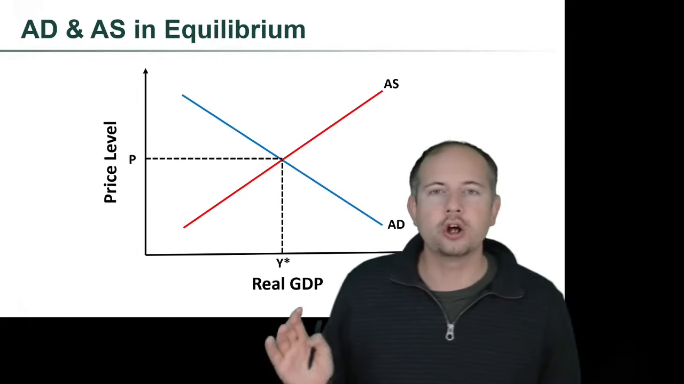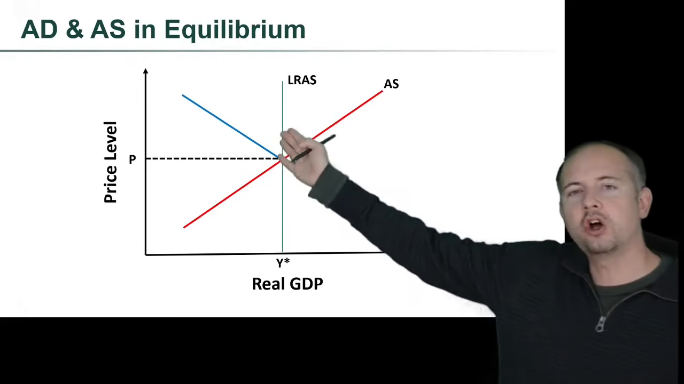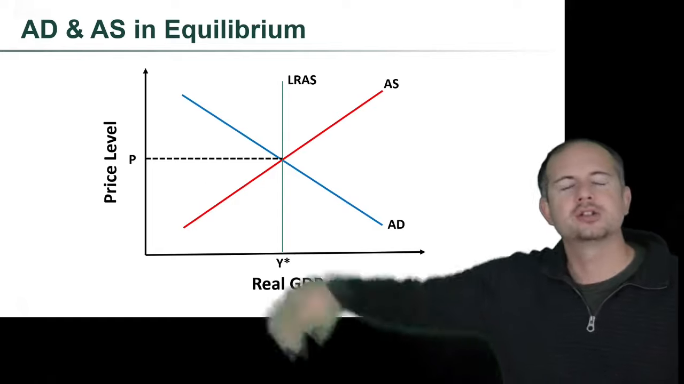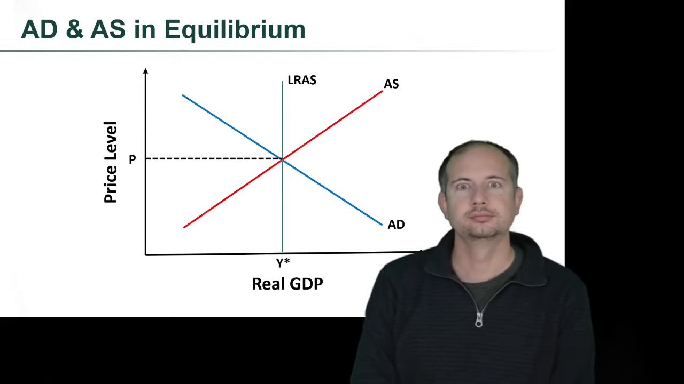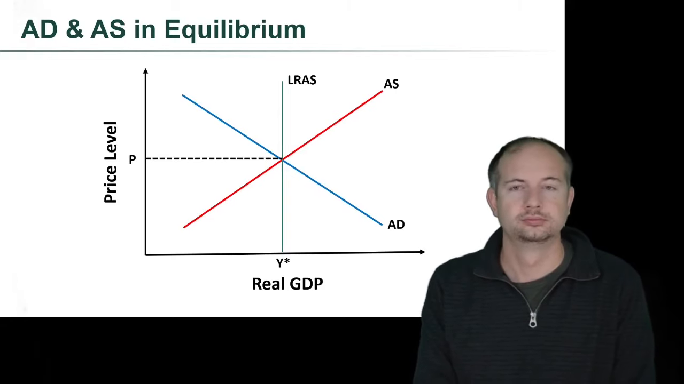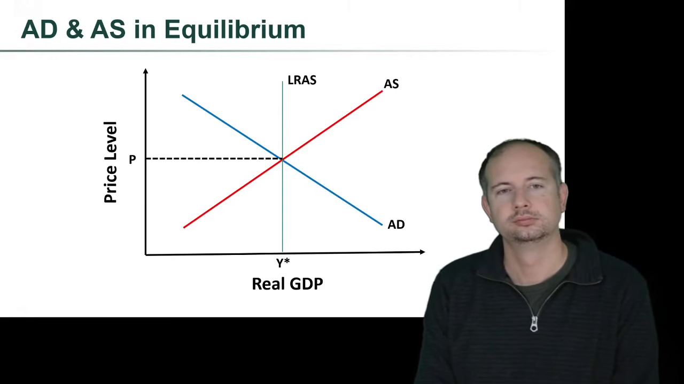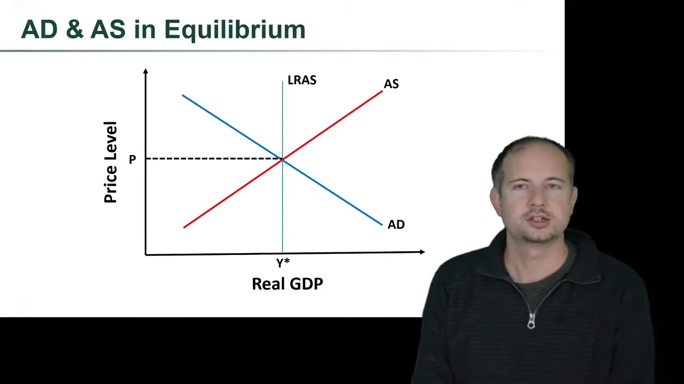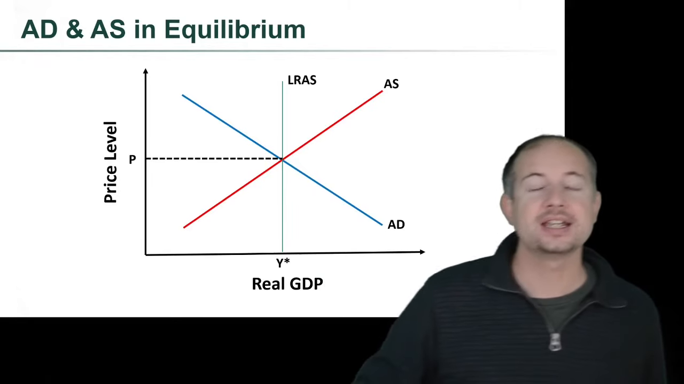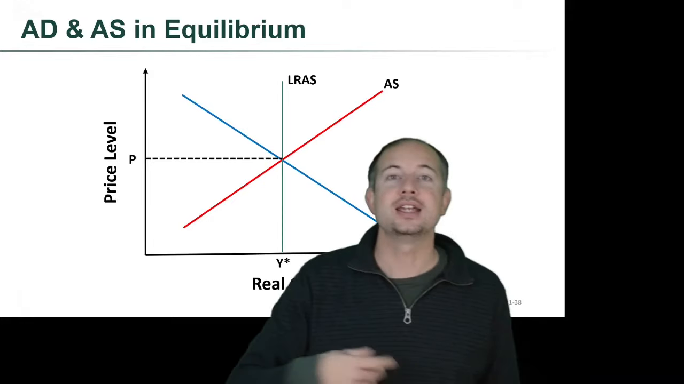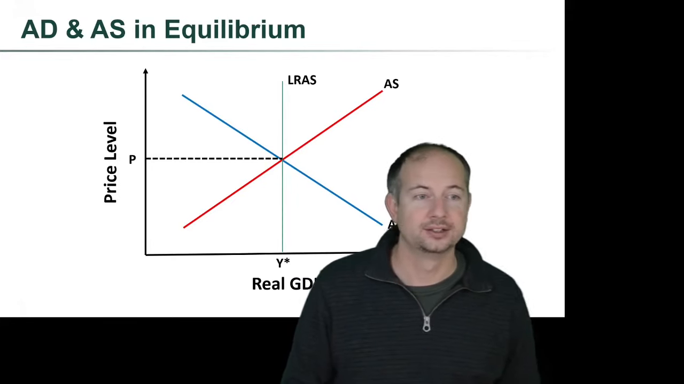And we should also be in a long run equilibrium. So that means long run aggregate supply is here. So this is what long run equilibrium looks like. Aggregate demand equals aggregate supply equals long run aggregate supply.